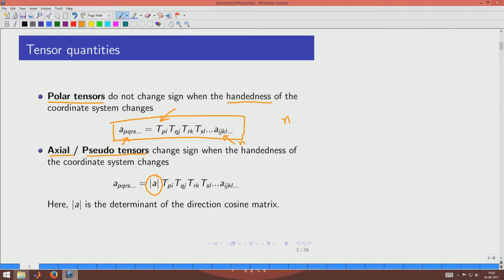So, we are going to use this definition to derive the number of elements that we need later on using the symmetry principles.